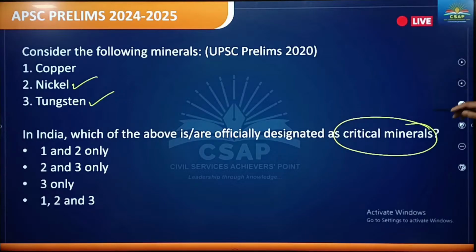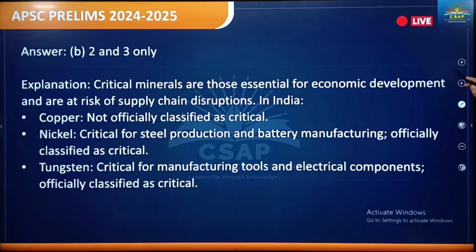So that's why it has been called critical minerals. So critical minerals are those essential for economic development and are at risk of supply chain disruptions.